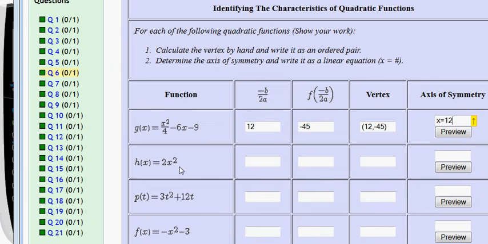Just a word of advice here. If there's no value of x, like in the next problem, that means the coefficient in front is 0. So in this case, a would be 2, b would be 0. And there's also no constant at the end, so c would be 0 as well. That might help you do the next problem.